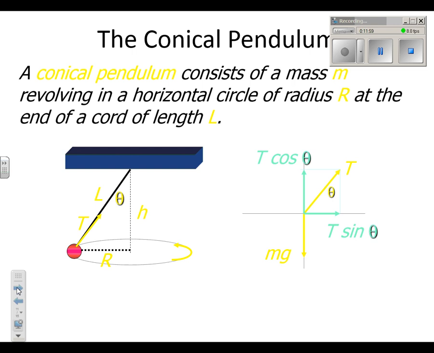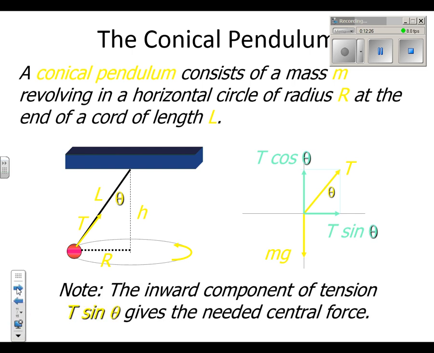We could also then know that the weight would be the same as our T times our cosine theta. So if we needed to find some values, we could find different values doing different things. So think about the components that you know, and how we dealt with tension, and how we dealt with weight force, and now we'll be applying that to centripetal. The inward component of the tension, T sine theta, would give you your needed central force, or your centripetal force.